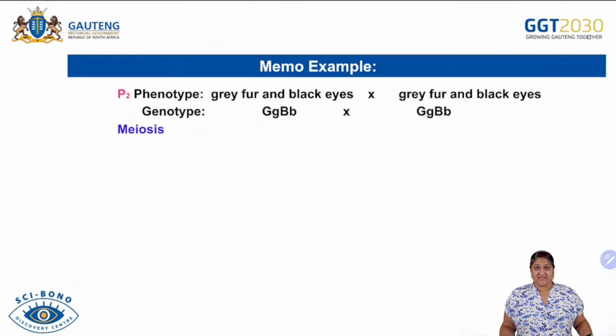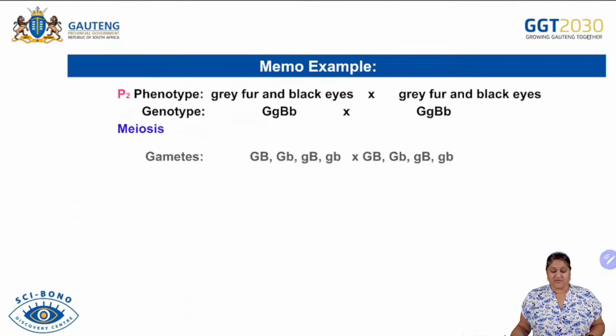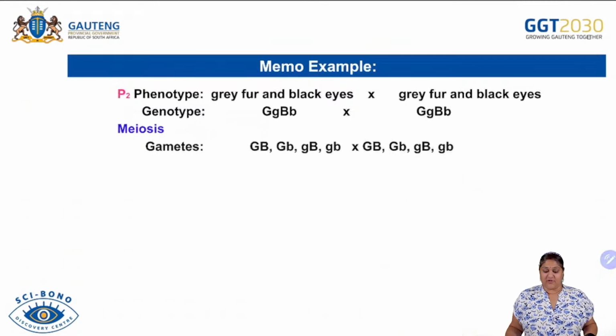Then we have meiosis, okay? And then after meiosis, we've got the gametes, okay? How did we work out the gametes?